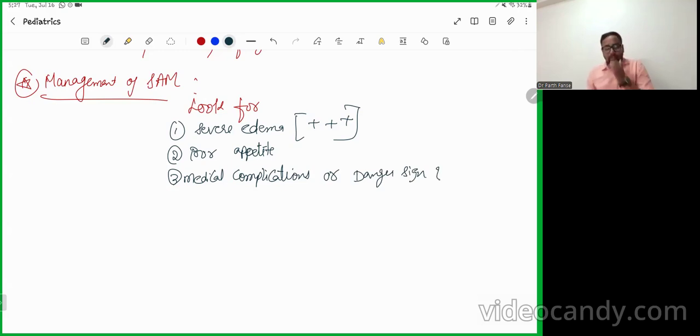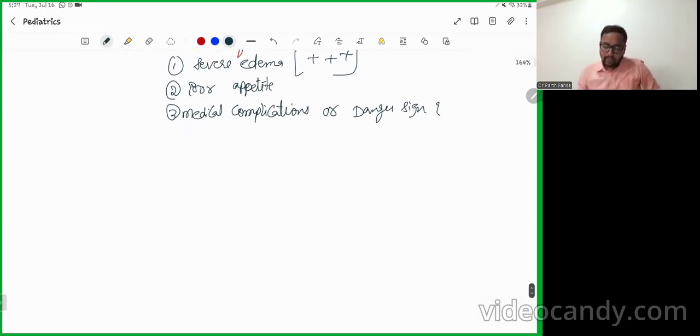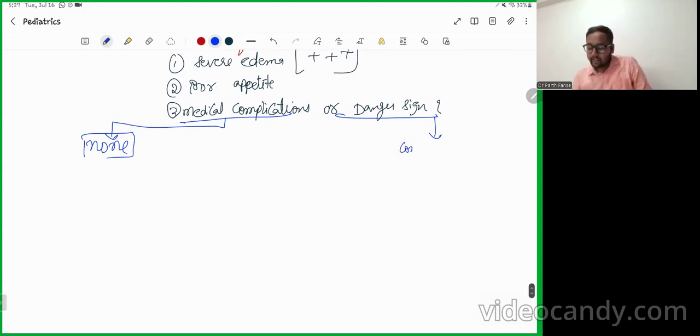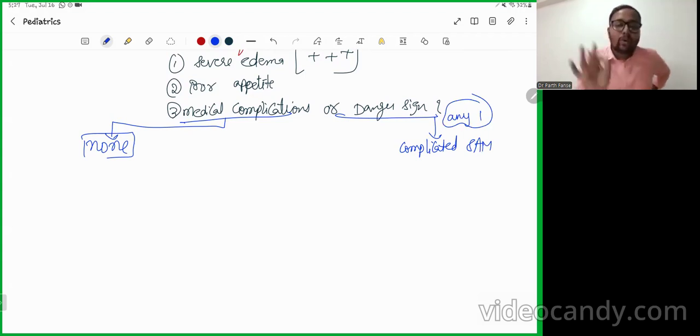Okay, if there are severe complications, they will be treated accordingly. If there is no medical complication or no significant complication, they will treat it in a different way. If a danger sign or complication is present, it is called complicated SAM. This means if any one of the above signs is present, we call it complicated SAM. If none are present, it is the normal one, meaning uncomplicated SAM.